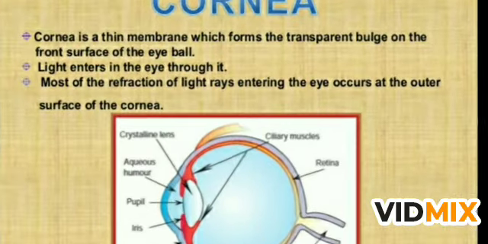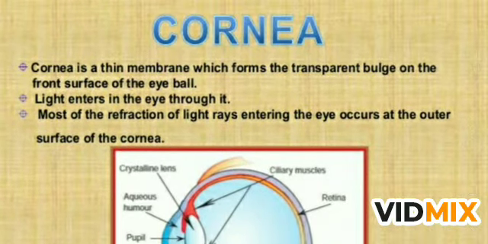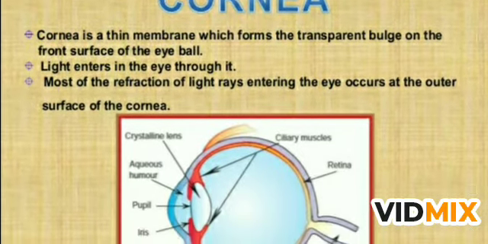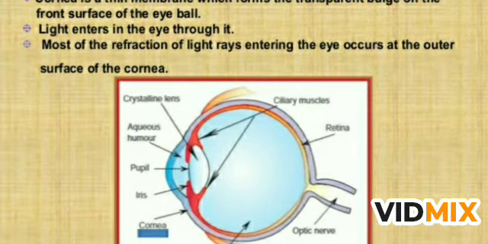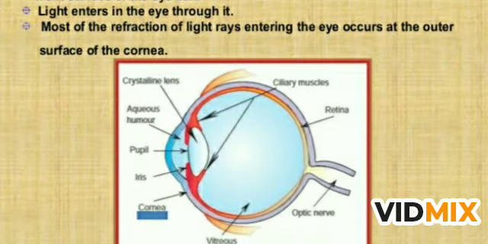Now the next is cornea. The bulging part outside the eye is called cornea. The white part you see in your eye is the cornea. So we can say cornea is a thin membrane which forms the transparent bulge on the front surface of the eyeball. Light enters the eye through it, a very important line. Light enters the eye through the cornea, and most of the refraction of light rays entering the eye occurs at the outer surface of the cornea. So light falls on the cornea, light enters the eye through the pupil, and the size of the pupil is controlled by the iris.